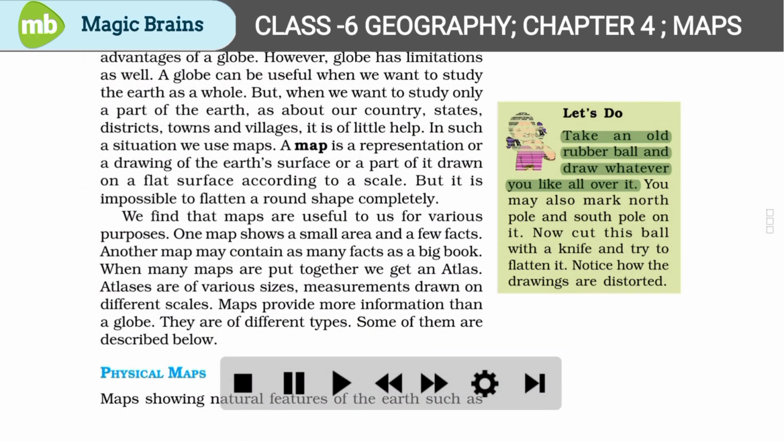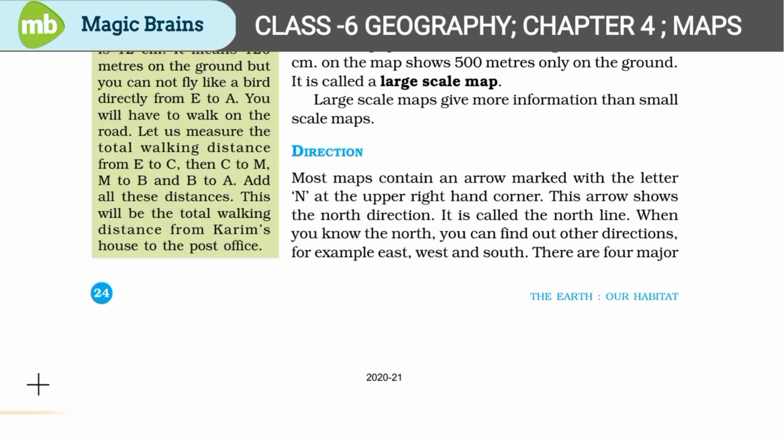Let's do. Take an old rubber ball and draw whatever you like all over it. You may also mark the North Pole and South Pole on it. Now cut this ball with a knife and try to flatten it. Notice how the drawings are distorted. Page number 24.